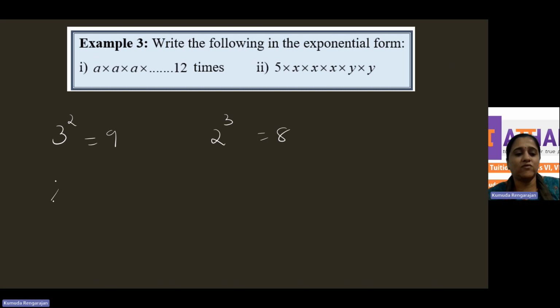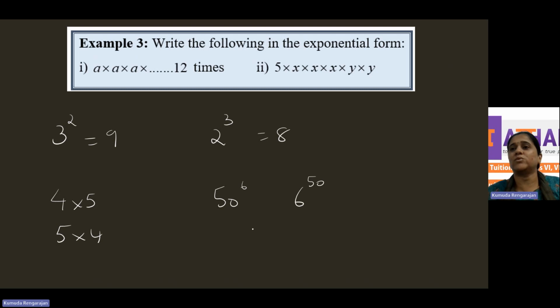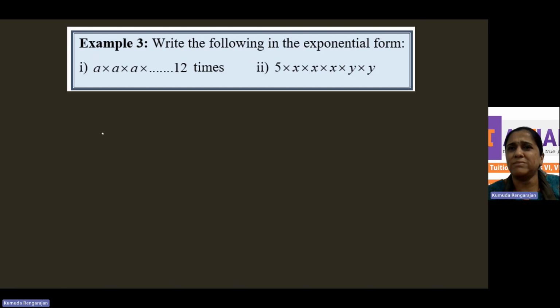Because her question is, 4 into 5 is the same as 5 into 4, and you're saying repeated multiplication is exponential form. So is 50 to the power 6 the same as 6 to the power 50? They're not the same. You can take a very simple example for that. If it is 4 to the power 2 and 2 to the power 4, what is 4 to the power 2? 4 into 4, 16.